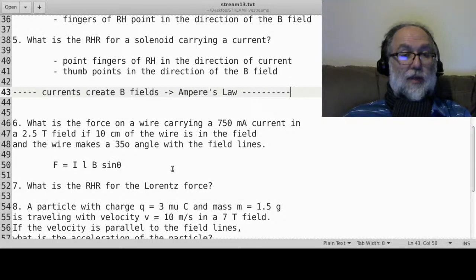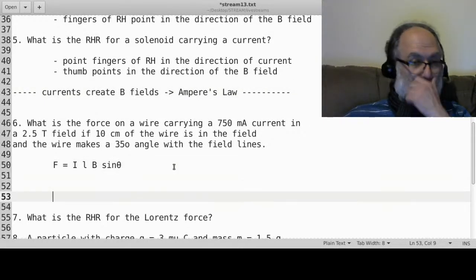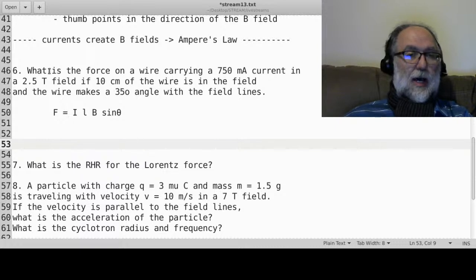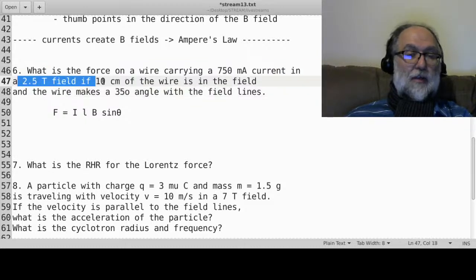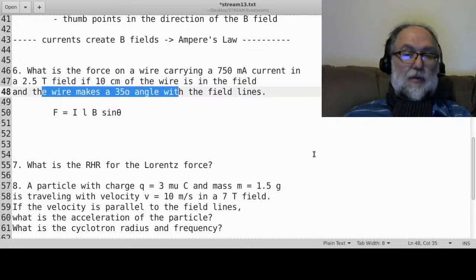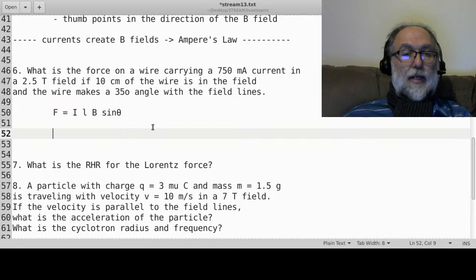So let's start off with the first question here, number 6. What is the force on a wire carrying 750 milliamps in a 2.5 Tesla field if 10 centimeters of the wire is in the field? And the wire makes a 35-degree angle with the field lines.